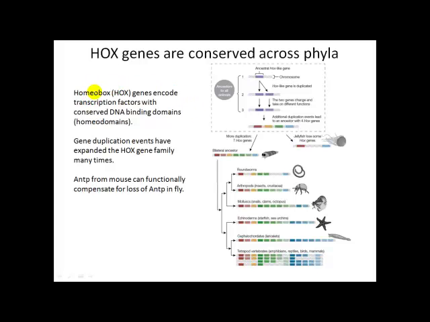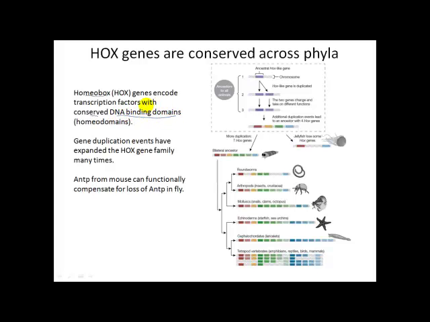And these are often referred to as Hox genes, right? These homeotic genes that can cause homeotic transformations are Hox genes, and Hox stands for homeobox. And the reason that they're called homeobox genes is because the transcription factors that they encode have a conserved DNA binding domain.